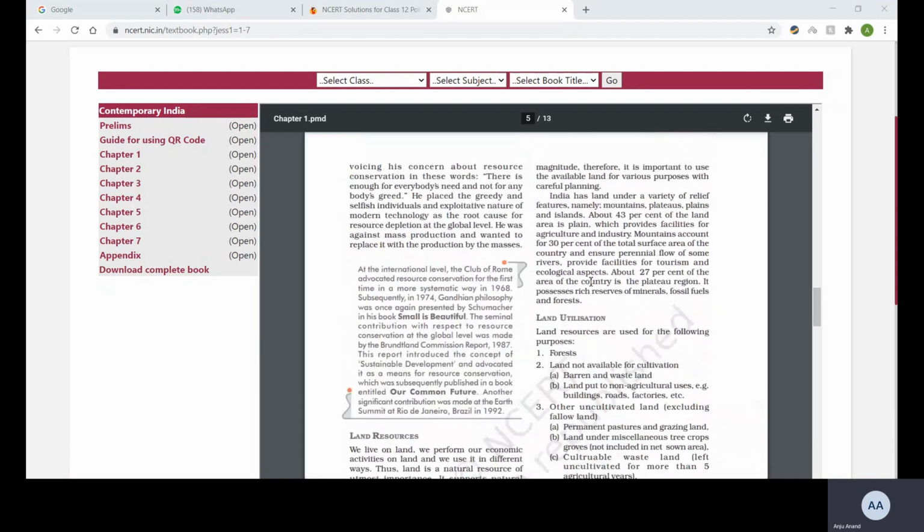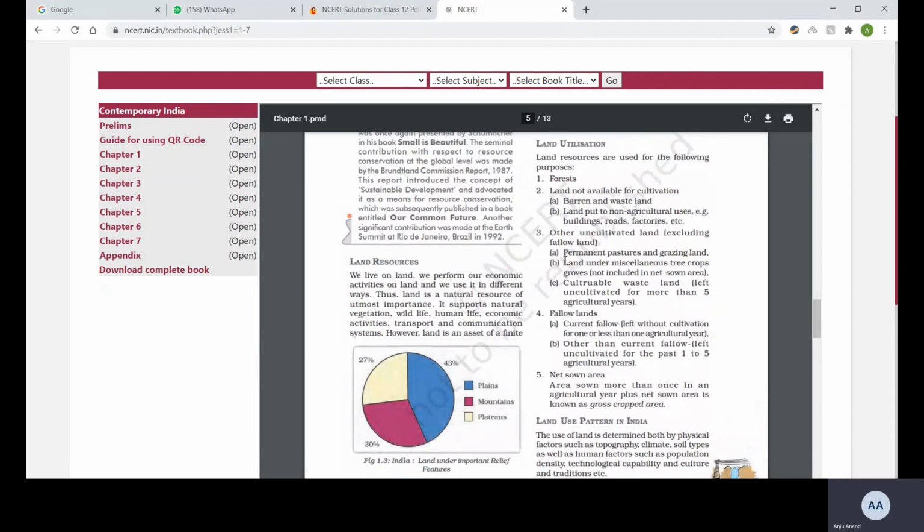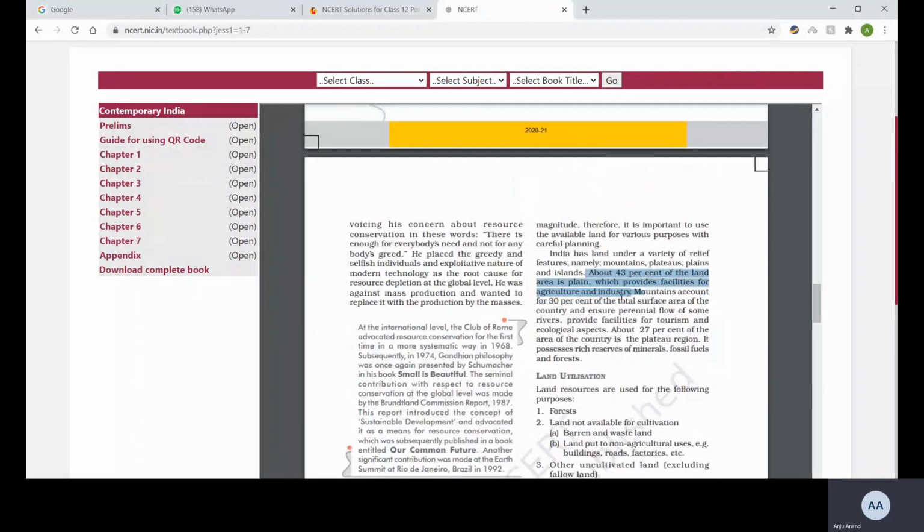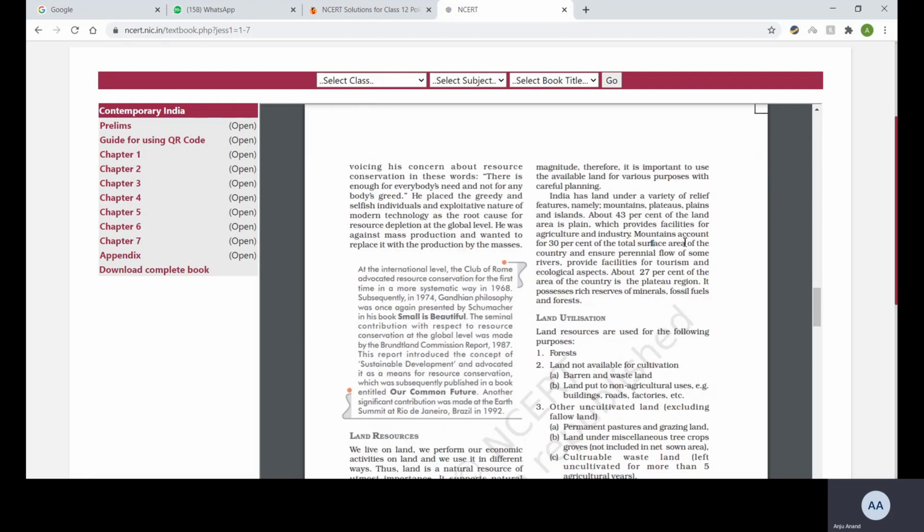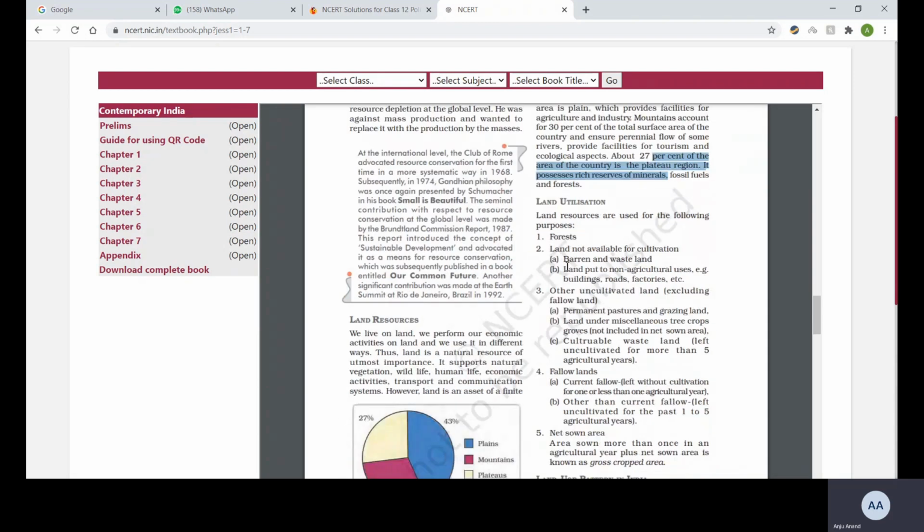Here, as you can see, 43% of the land is under plains, and that provides facilities for agriculture and industry. 30% of the land is under mountains, and that area is important for ecotourism, as well as being a source of water for the country, that is, the rivers flow from these mountains. 27% of the land is under the plateau region, and that is important for minerals, fossil fuels and forest.